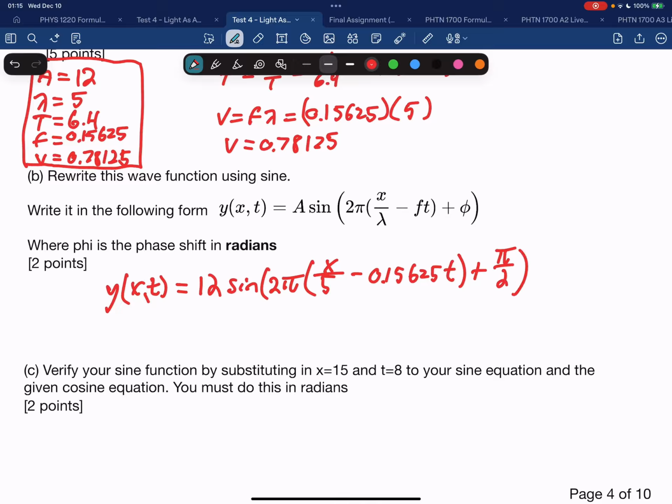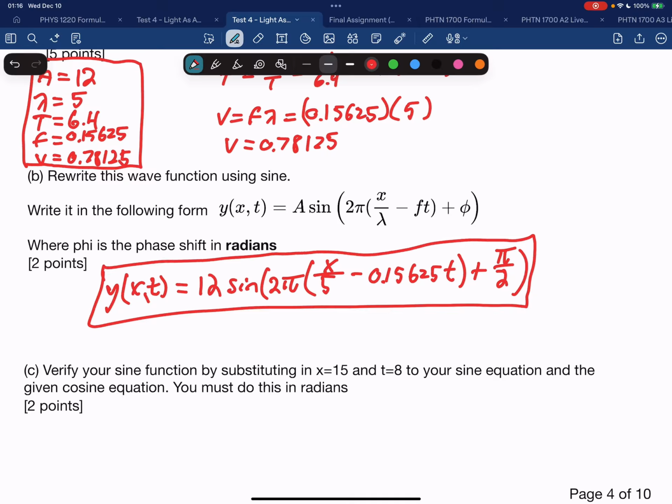That is my conversion. It's a 90-degree offset, or a pi by 2 offset in radians between sine and cosine. In this case, I'm going to be adding pi over 2 to go from sine to cosine. So this was the answer here. 1 point for plugging in everything from part A correctly, and 1 point for getting the phase shift correct.